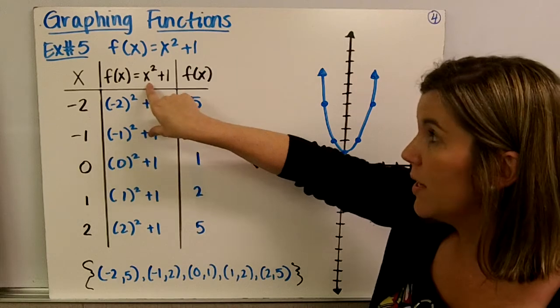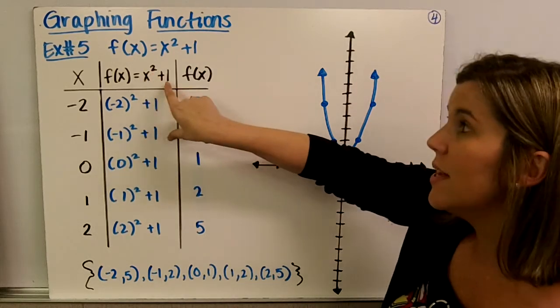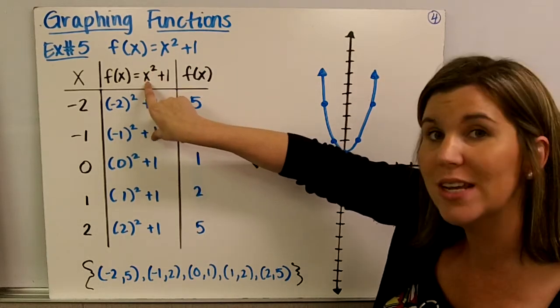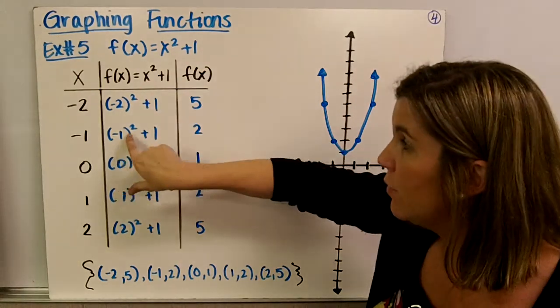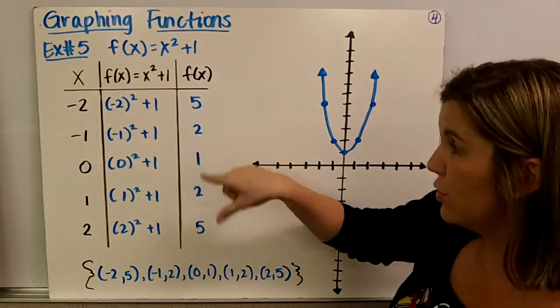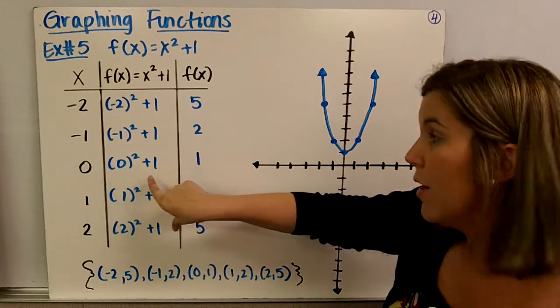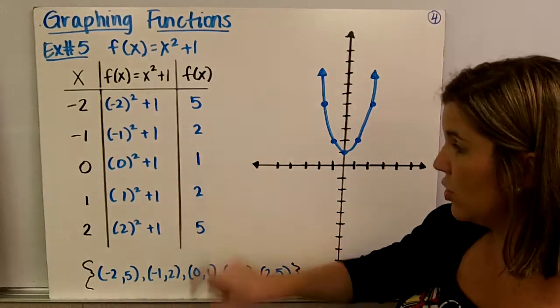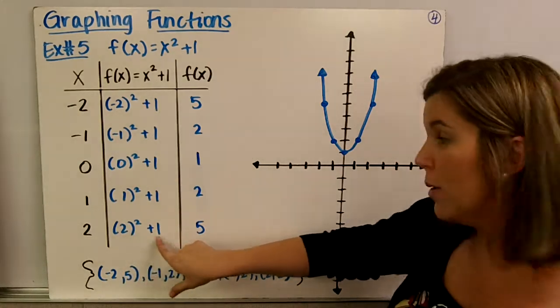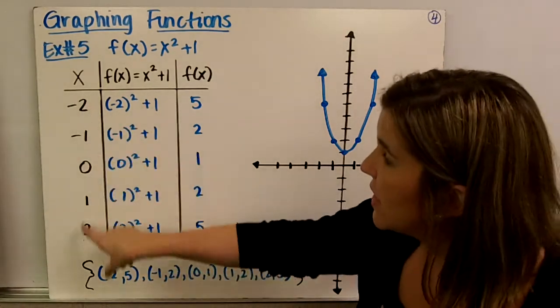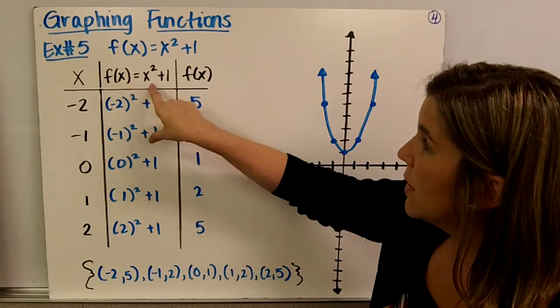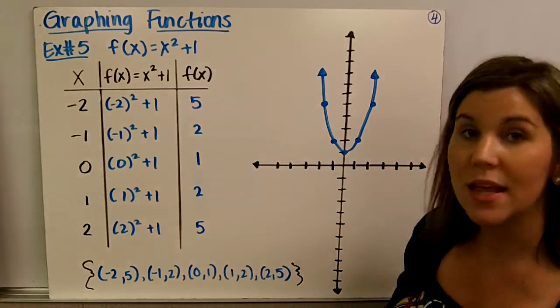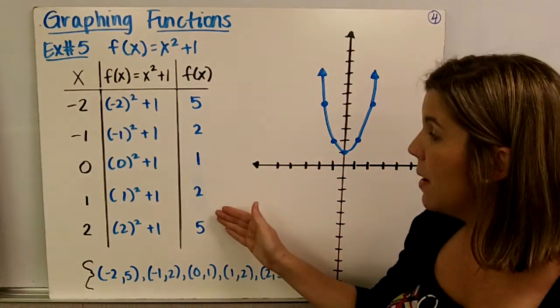So -2 squared, that means -2 times -2, which is +4, plus 1 is 5. -1 squared, so I'm plugging in right here where x was. The squared stays, the plus 1 stays. The only thing that changes is where x is. So -1 squared plus 1 is 2. 0 squared is 0, plus 1 is 1. 1 squared is 1, plus 1 more is 2. 2 squared is 4, plus 1 is 5. Each time I've taken my x value and I've substituted it in both places where x was in the function rule. And I've gotten my outputs.